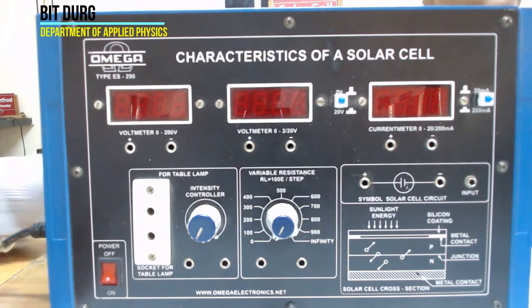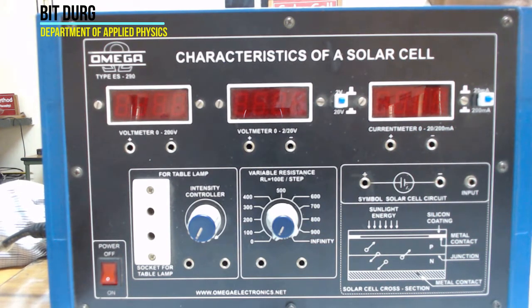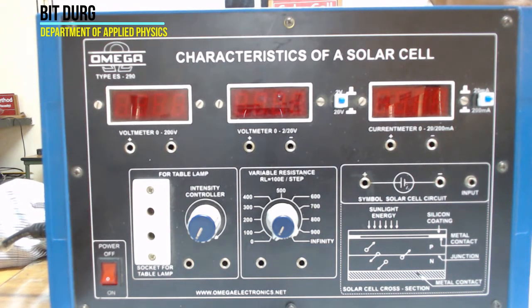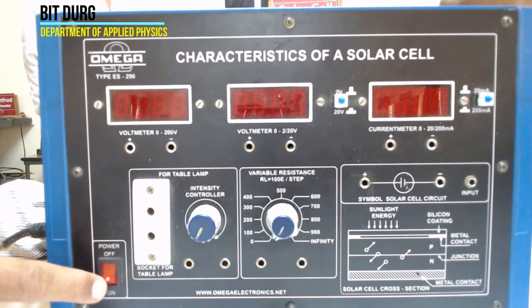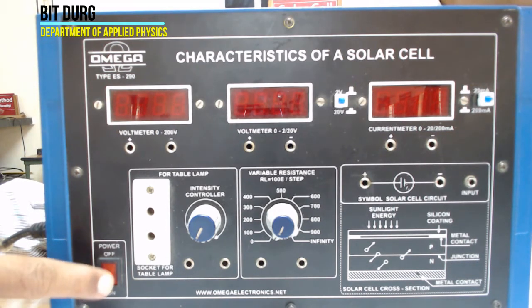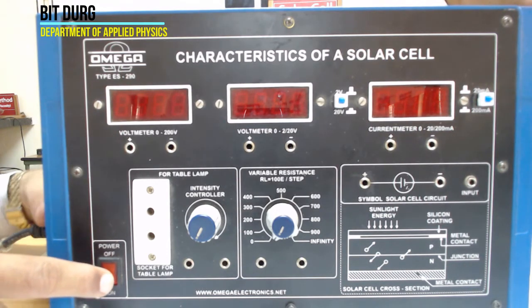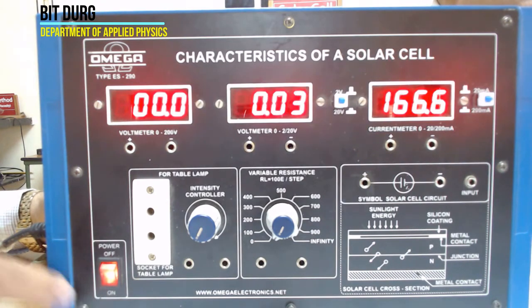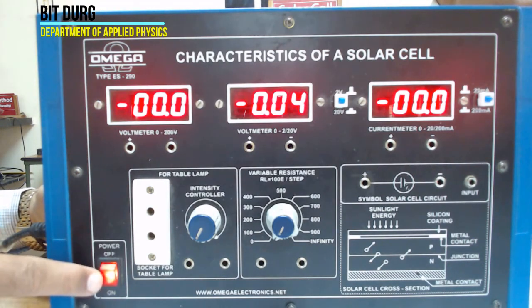Before starting the experiment, it is better to understand the kit, that is the kit for characteristics of solar cell. You can see in this kit there are so many things. Number one is the power switch. Power switch means on-off switch. With the help of this we can switch on the circuit or switch off the circuit. When we switch it on, obviously the meters start giving reading, as well as the red indicator glows on the switch.